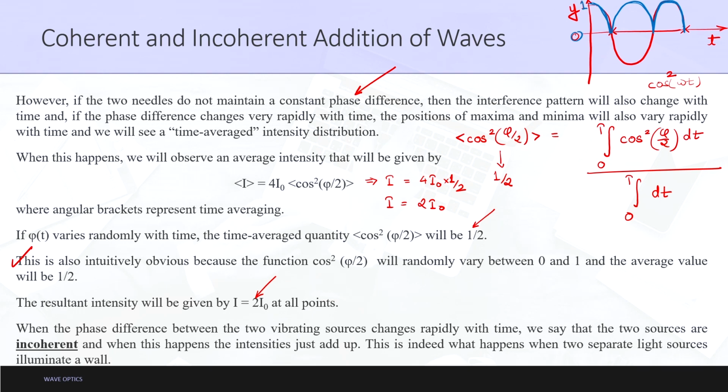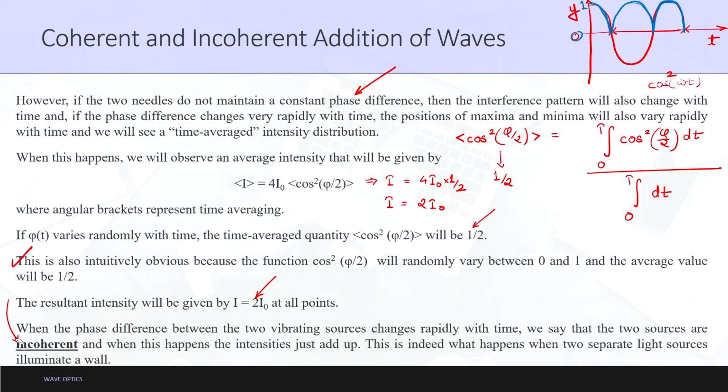In the last lecture, I explained the concept of constructive interference and destructive interference. What is happening in constructive interference? The intensity is always 4 I naught. In destructive interference, the intensity is always 0. Now, using this phase point concept, we obtained a different type of intensity which is equal to 2 I naught only. So, when does this happen? Please look over here very carefully now. When the phase difference between the two vibrating sources changes rapidly with time, we say that the two sources are incoherent.